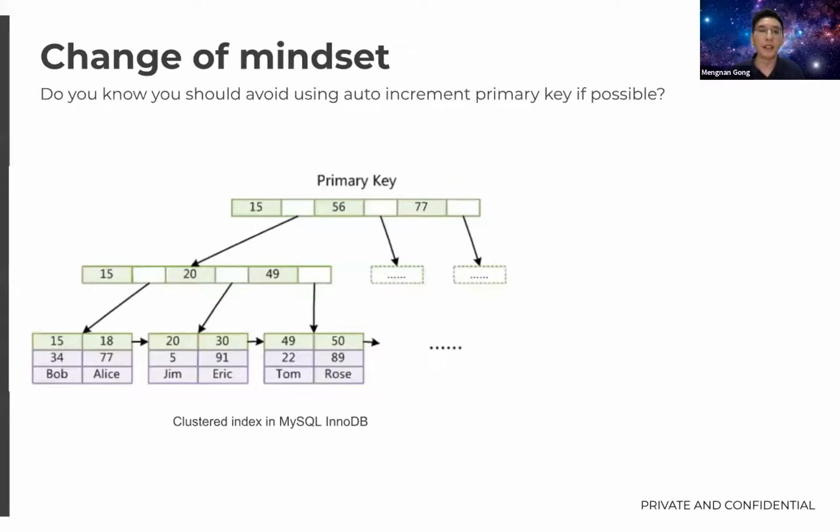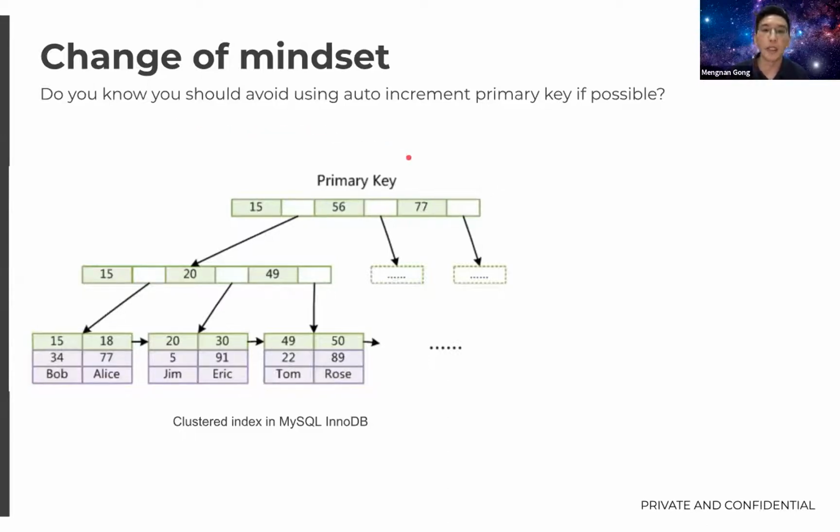The first challenge is about change of mindset. This sounds like a very big topic, but I just want to give you one example. Do you know that in TiDB, you should avoid using an auto increment primary key if possible? At first glance this is very controversial, I would say, because if you are familiar with MySQL, you would know it's really recommended to have an auto increment primary key.